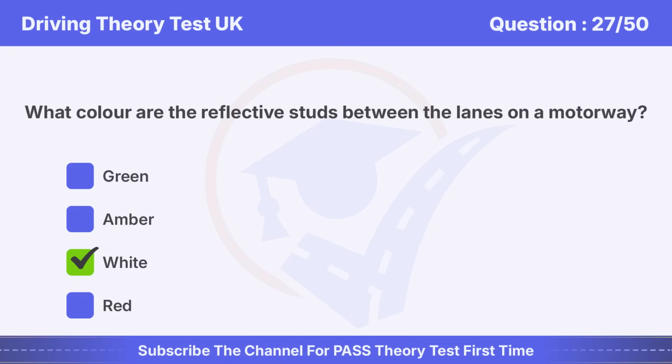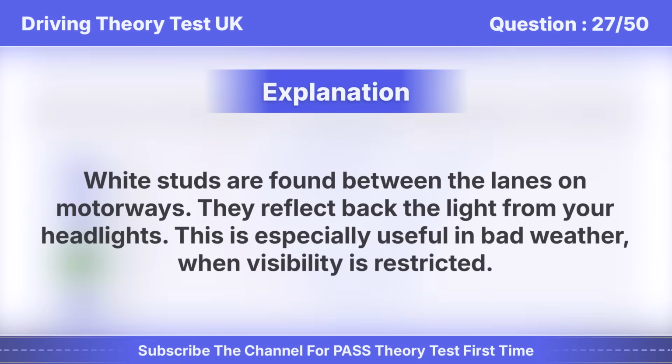Answer is C. White. White studs are found between the lanes on motorways. They reflect back the light from your headlights. This is especially useful in bad weather, when visibility is restricted.